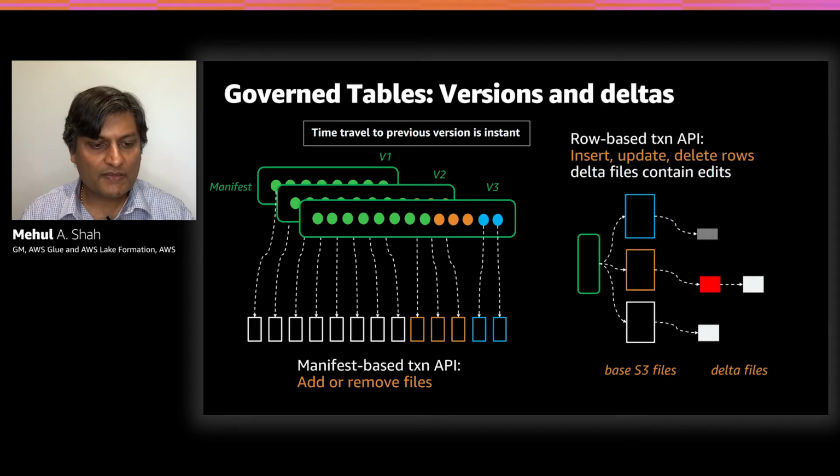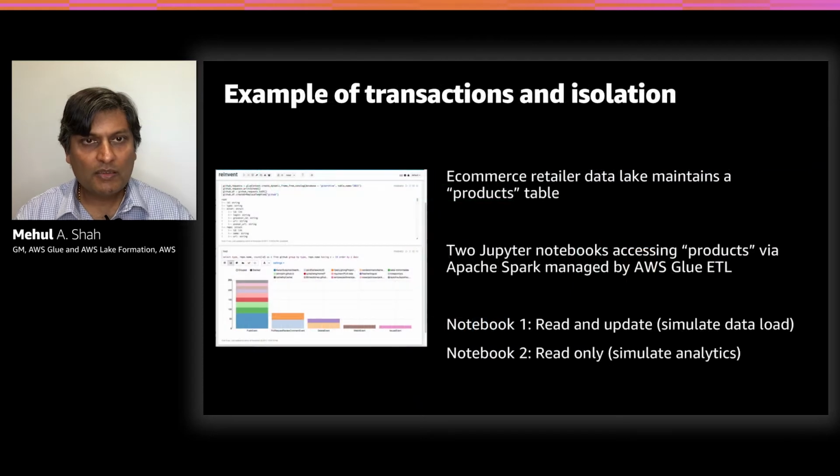Let's see how all this works with an example. Imagine you have an e-commerce retailer that's maintaining a products table. What we're going to do is run 2 different transactions side by side and show that their effects are isolated from one another.